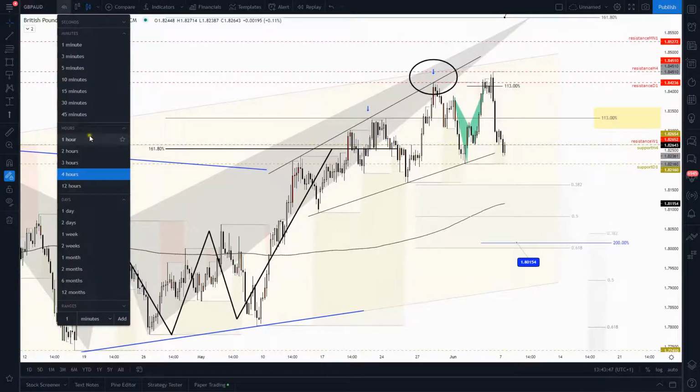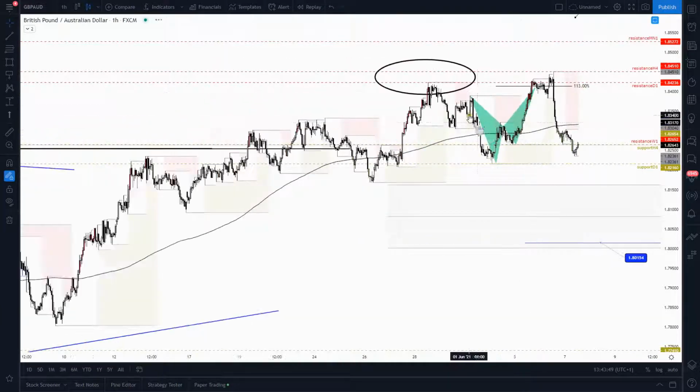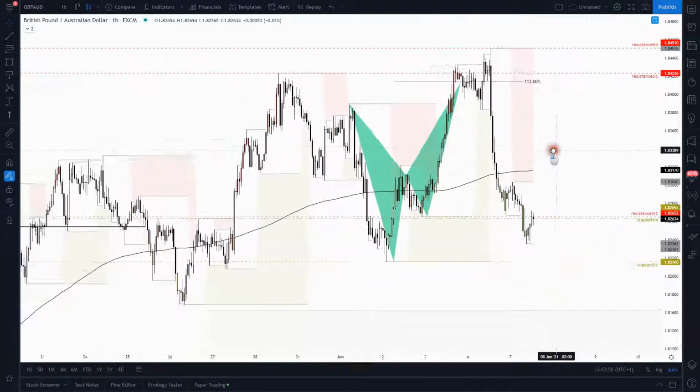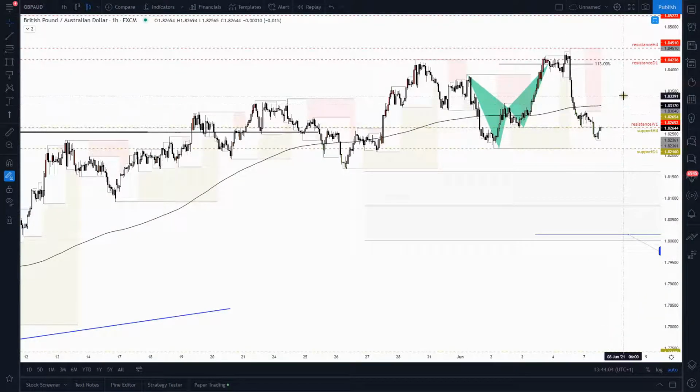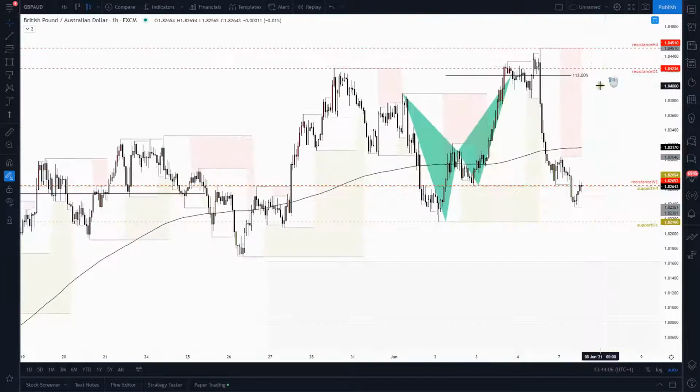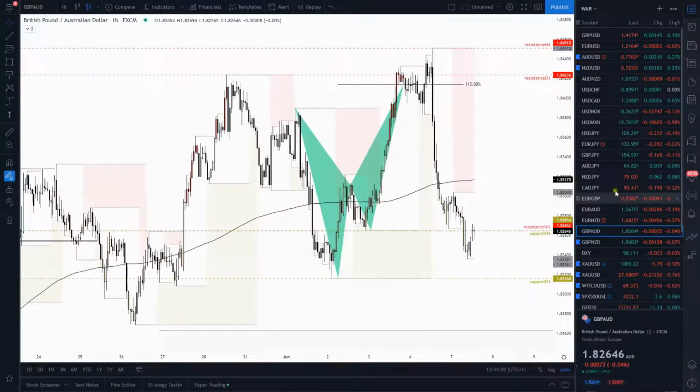On a lower time frame, you can see also the 113% Fibonacci extension being used as a pressure element of resistance with the bearish, and this one a bit tricky to identify, but a bearish alt-bat pattern right there, and forcing another pullback.